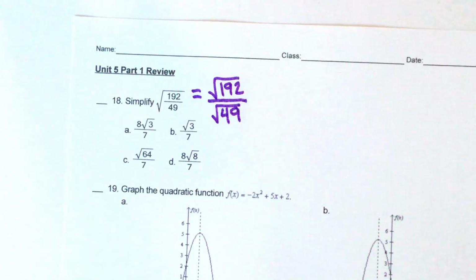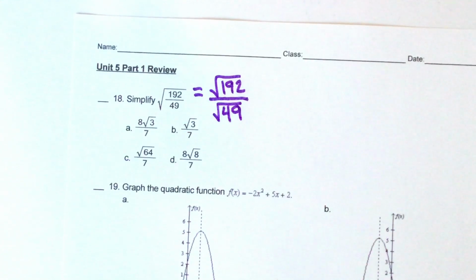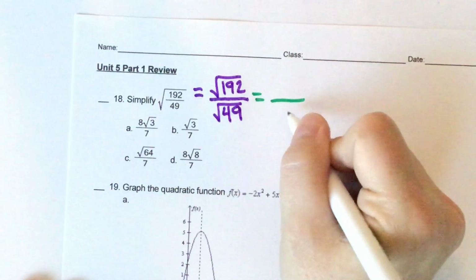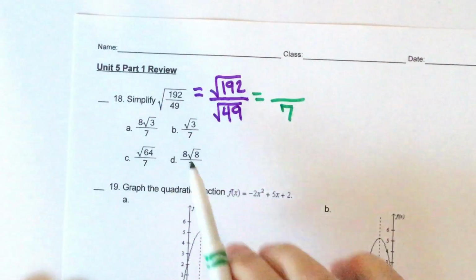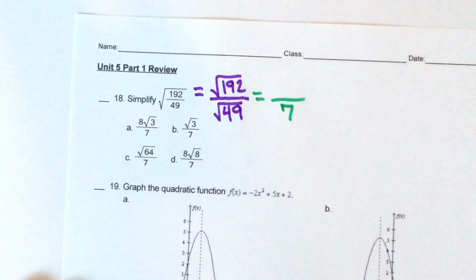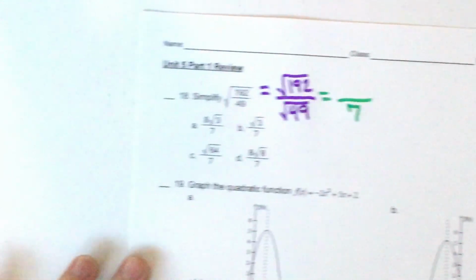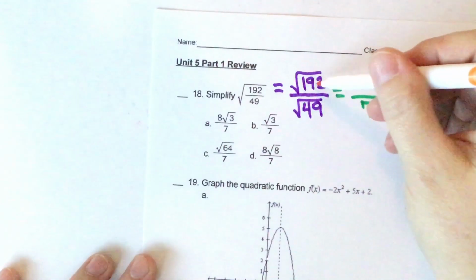Well, first I'm going to look to see if either of those are perfect squares. And I know that 49 is a perfect square. What is the square root of 49? 7. So I want a 7 in the denominator. Unfortunately, they all have that, so I can't rule anything out, but that's okay. So now I need to find the largest perfect square that can go into 192.